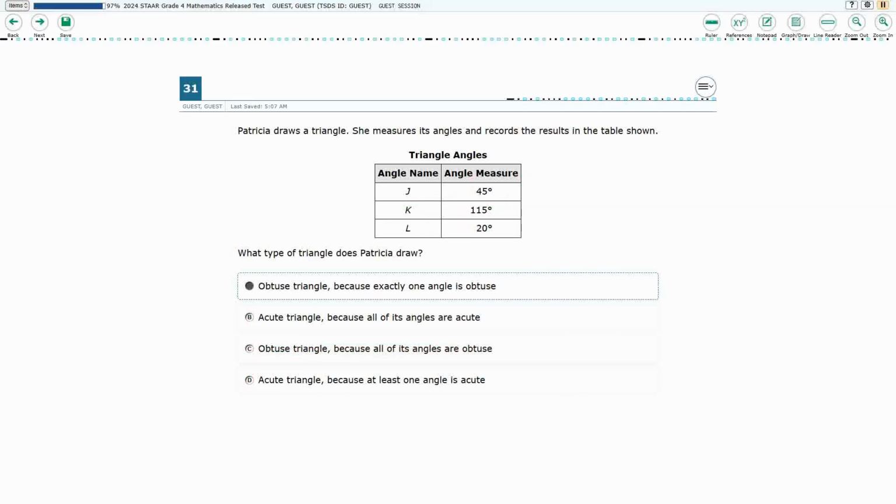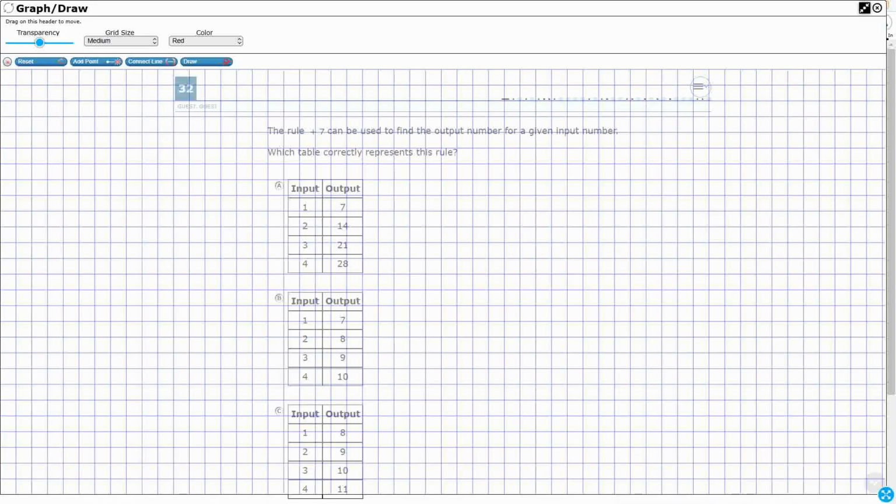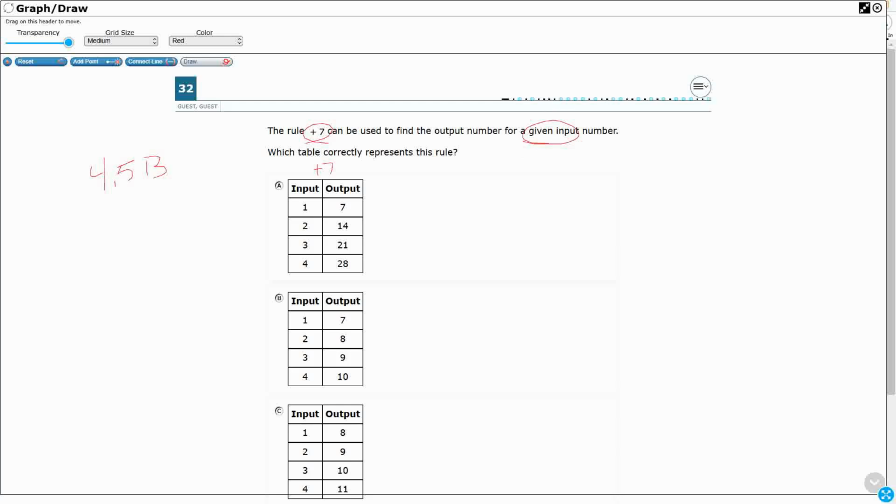And so looking at our last item here, we are at number 32, input-output tables. And this is 4.5b. And we've just got these input-output tables. And we have a rule, okay? We have a rule plus 7. And so what we're looking for is plus 7 can be used to find the output for a given input number. So when they give you the rule, we're going in between the input and the output.